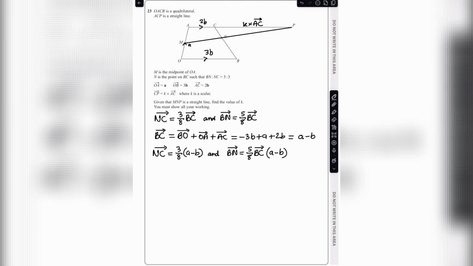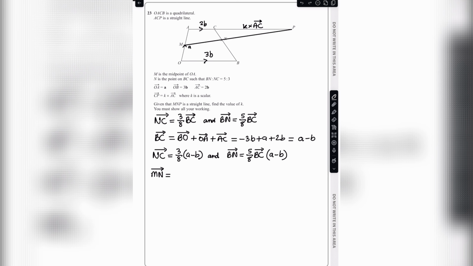And given that M and P is a straight line, we need to determine the vectors MN and NP. So starting with MN equals the vector MO plus OB plus BN, and that gives us minus a half A plus 3B plus 5 over 8 times A minus B, and that simplifies to 1 over 8A plus 19 over 8B. And when we expand this, we get this expression. And as mentioned before, MP is a straight line, so MP can be determined by adding MN and NP. And this also means that they are collinear.